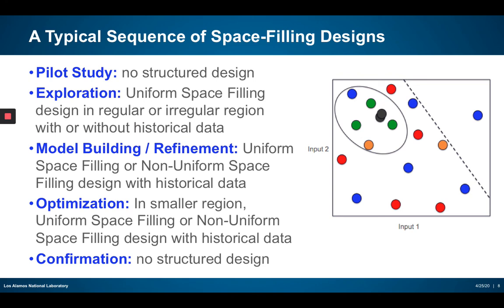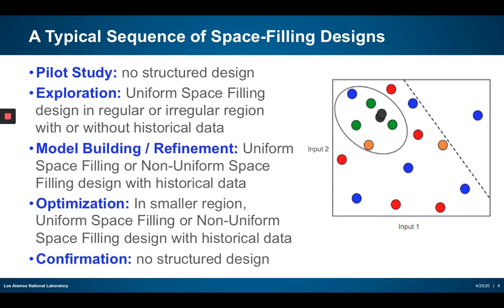So, a typical sequence of space filling designs: the pilot study, those orange dots, typically has no structured format. They're small enough that we just collect a couple of points to see what's going on. In the exploration phase, that's the blue circles, a uniform space filling design is typically used, and we have flexibility there for it either to be regular or irregular for the region that we're putting the points in, and with or without historical data. In the model building or refinement stage, we can use either the uniform or the non-uniform space filling designs that accommodate the historical data that we've captured in a previous phase.